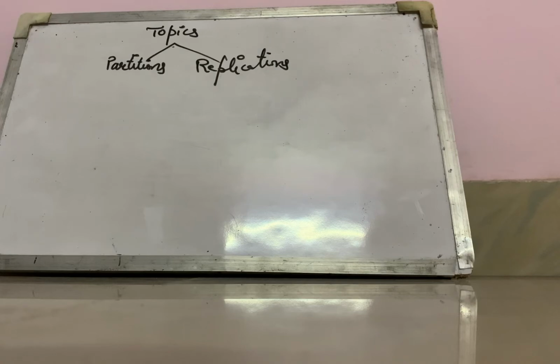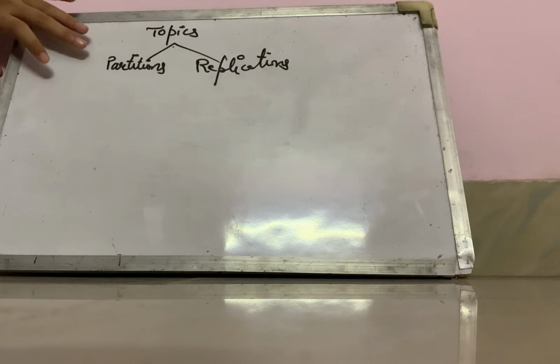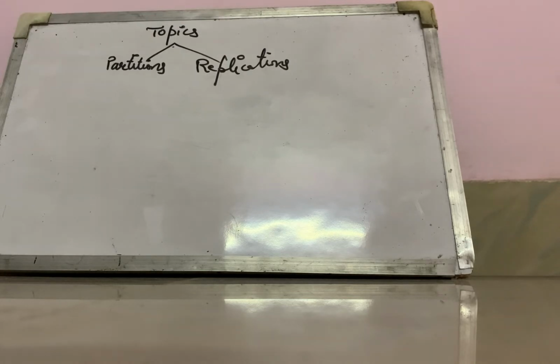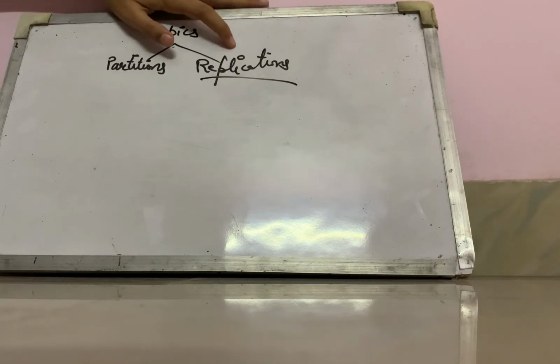Hi all. In the last video we discussed partitions. Kafka topics have two properties, partitions and replications. In the last video we discussed partitions, and in this video we are going to discuss replications. Whenever we create a topic, we write how many partitions we want for that topic and what the replication factor will be.